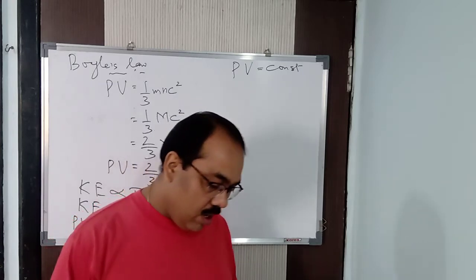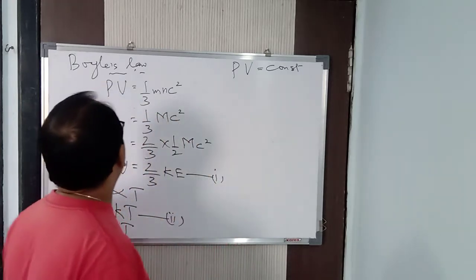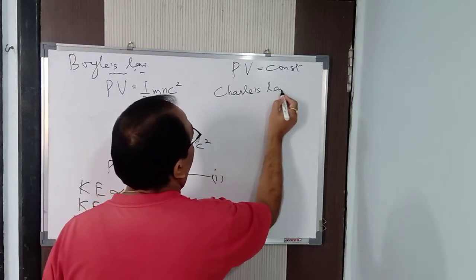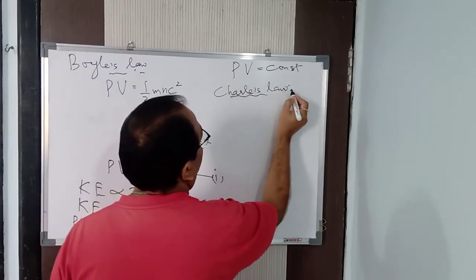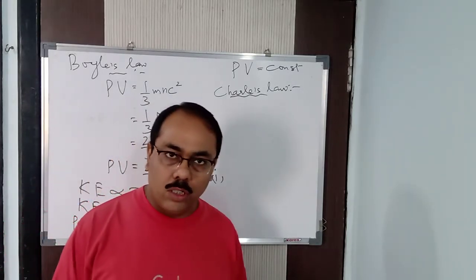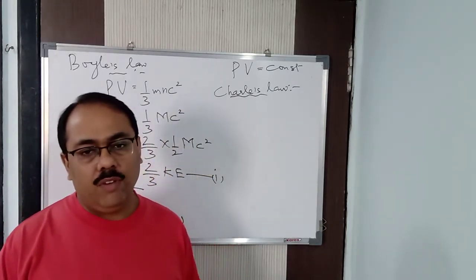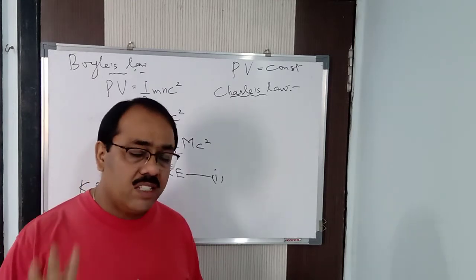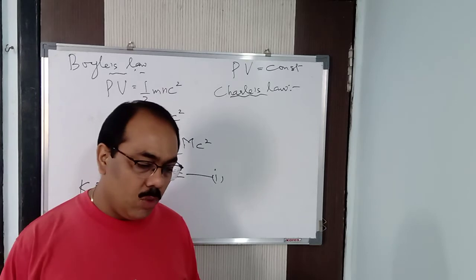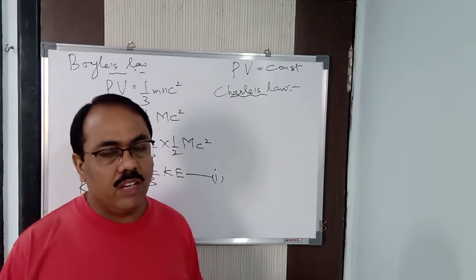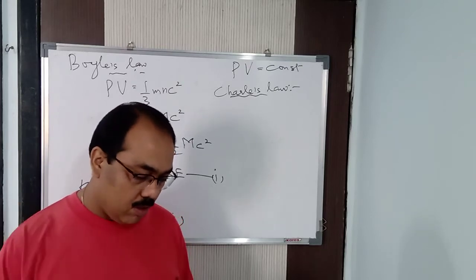Clear? Now next we will come to Charles' law. Now what does Charles' law say? Volume is directly proportional to its absolute temperature when the pressure of a given mass of a dry gas remains constant. V is directly proportional to T. Volume is directly proportional to absolute temperature when the pressure of a given mass of a dry gas remains constant.